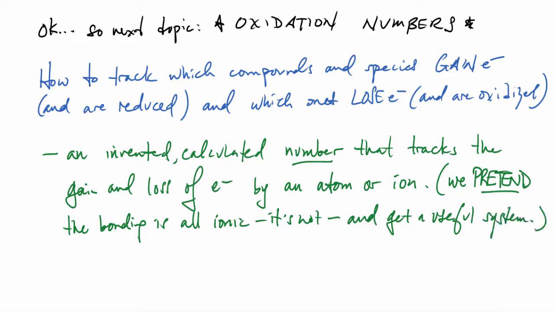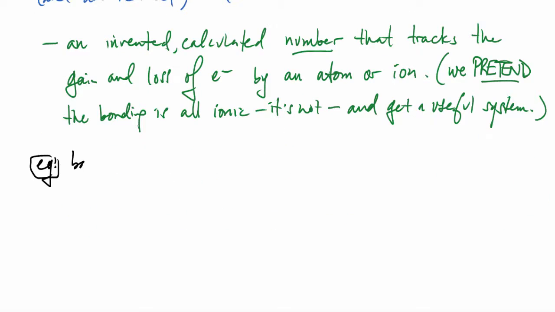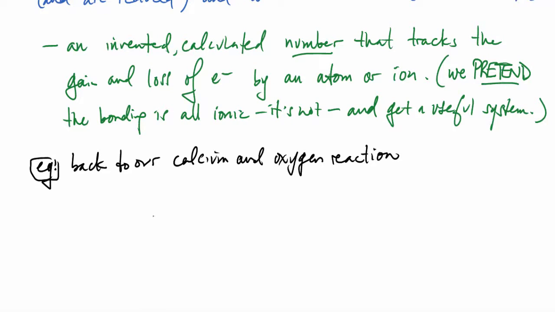So if you don't mind, let's go back and look at our calcium and oxygen reaction yet again. So back to it. And we're going to see here what happened. First of all, the calcium met the oxygen. You got the calcium oxide here. And the calcium started as a neutral species, and so did oxygen. And later the calcium got a 2+ charge and oxygen got a 2- charge.